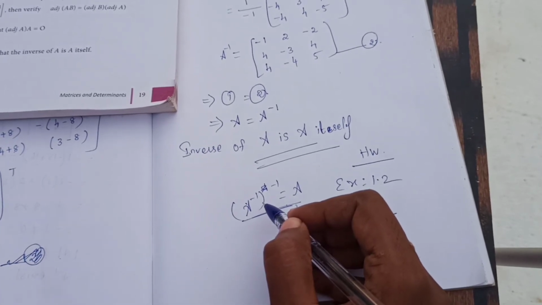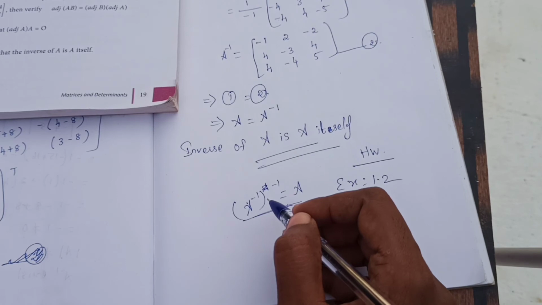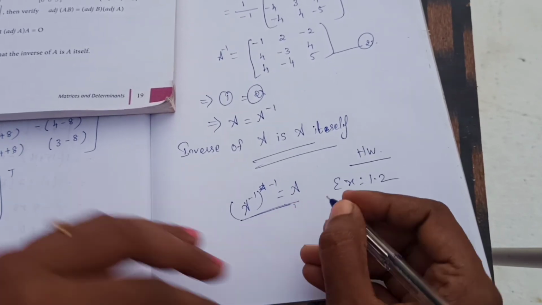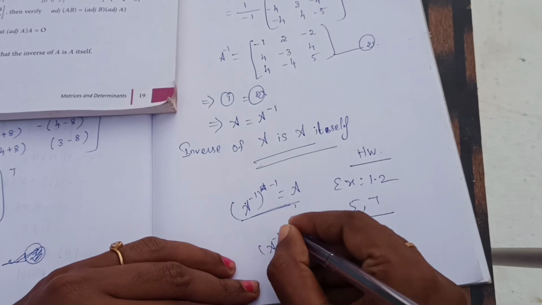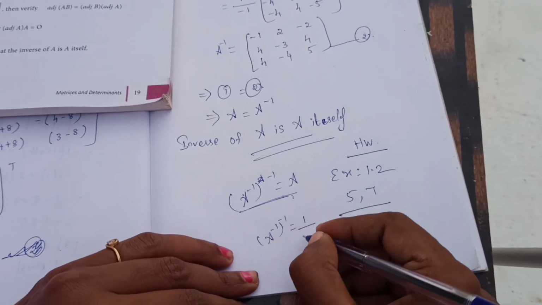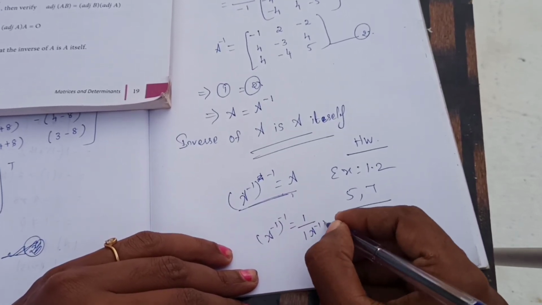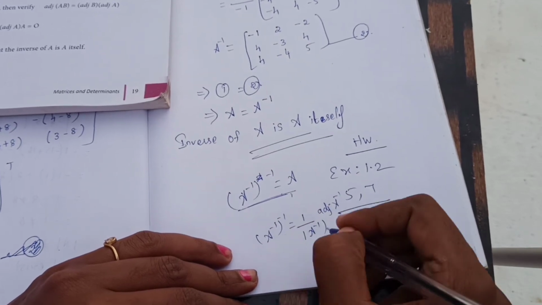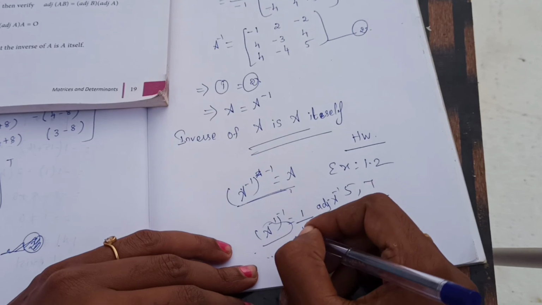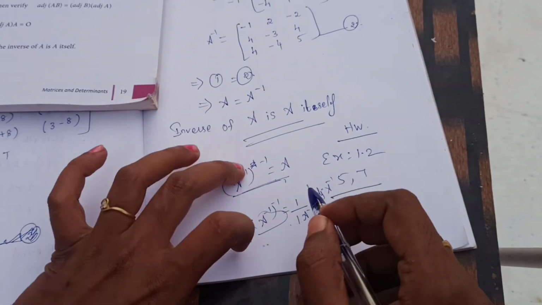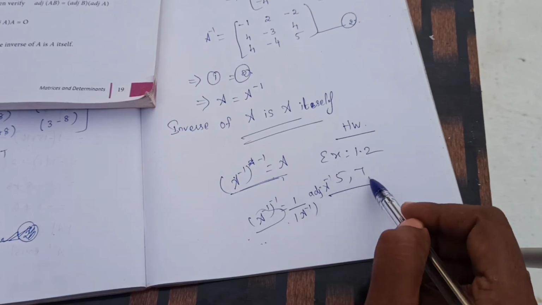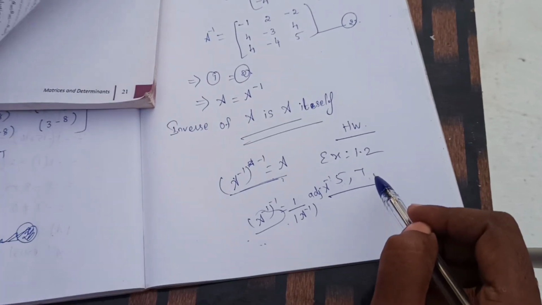For that matrix, you find the determinant of A inverse. Then find the adjoint of A inverse. Then find A inverse, the whole inverse. When you are writing the formula for A inverse, the whole inverse, how will you write? 1 by determinant of A inverse into adjoint of A inverse. Understand? If you substitute here, you will get A inverse, the whole inverse, equal to A using this note. So, I hope you can complete these two problems, problem number 5 and 7.